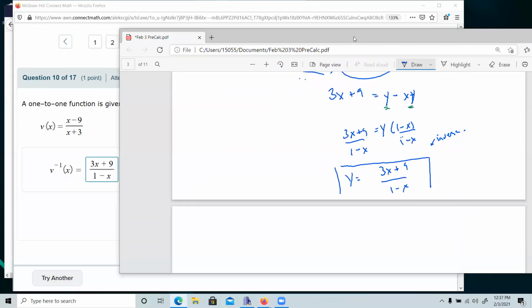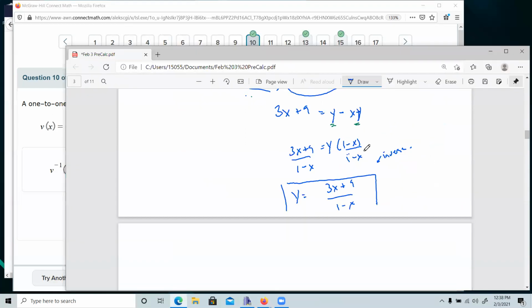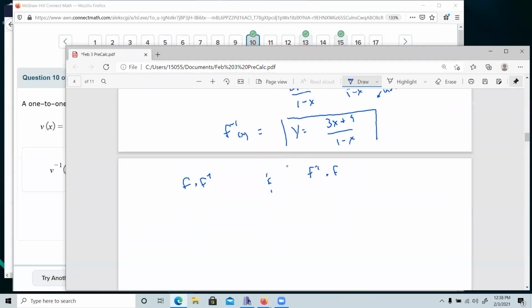And if they did, so if we were face-to-face and I said verify, what we would have to do is take f of f inverse and f inverse of f. Okay, so just to go back to this, do you remember doing this in 1.8, where we have 3 times something plus 9 divided by 1 minus something? And what is that something?